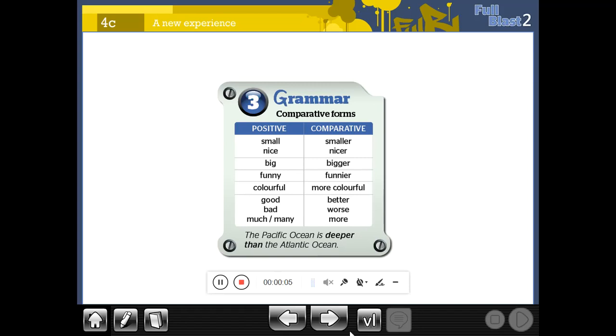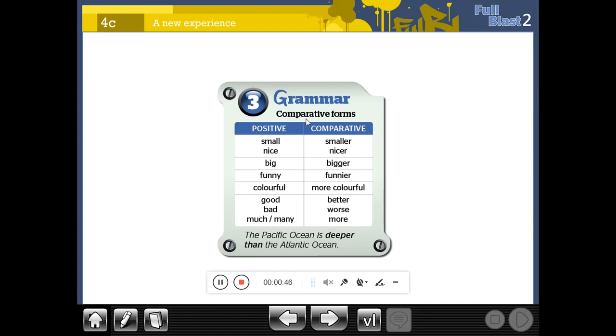Welcome everybody. Today, inshallah, we're going to talk about the grammar of lesson 4C. Yes, comparative forms. Comparative means to compare between two things or two people, to see the similarities or differences between two things or two persons.